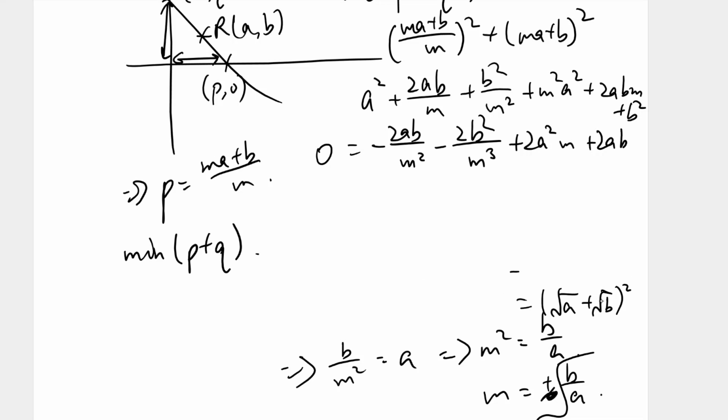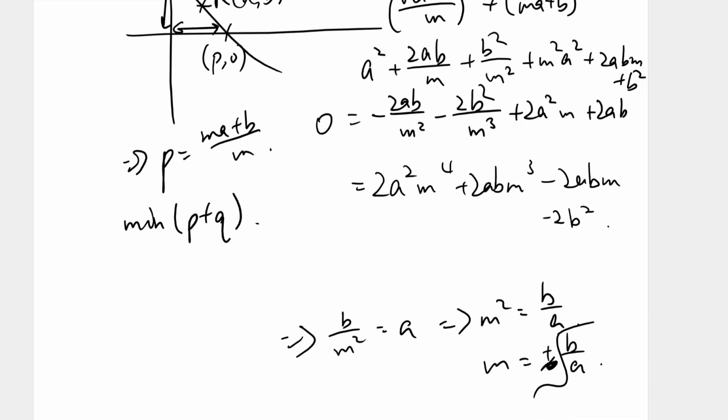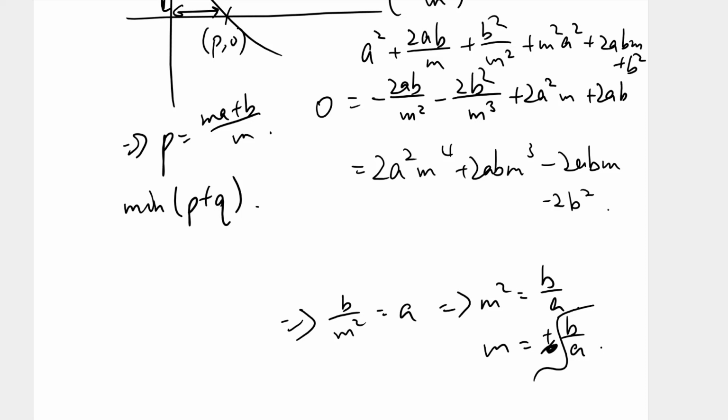So multiply the whole thing by M cubed. I'll write it in descending powers of M. So 2A squared M to the 4 plus 2AB M cubed, minus 2AB M, minus 2B squared. That is slightly unpleasant. Let's factorize. So this is 2AM cubed (AM minus B). That factorizes nicely.